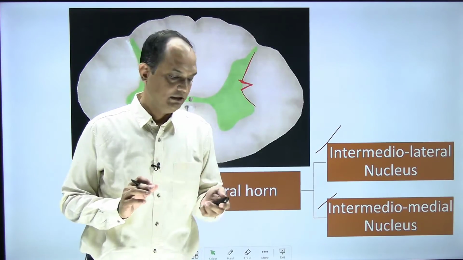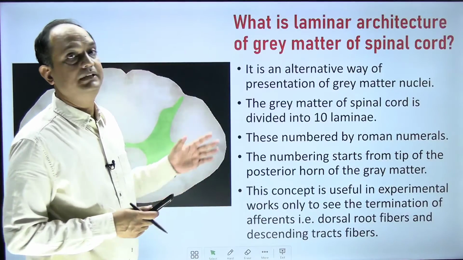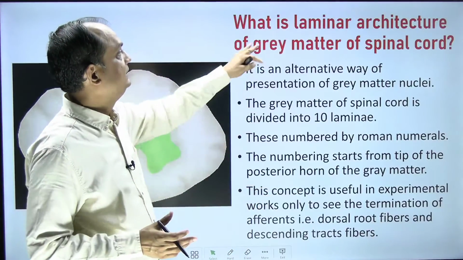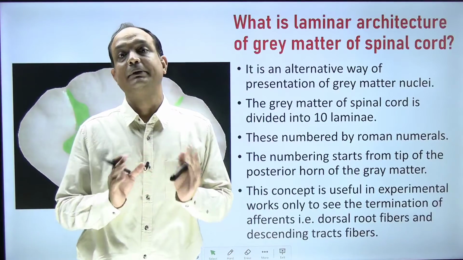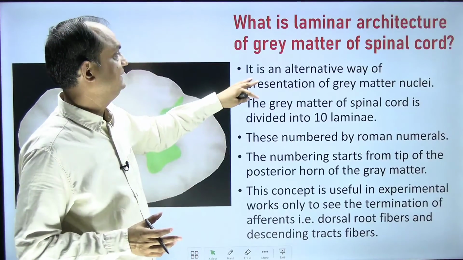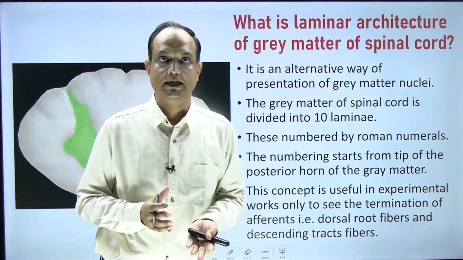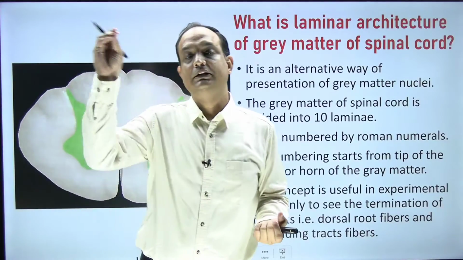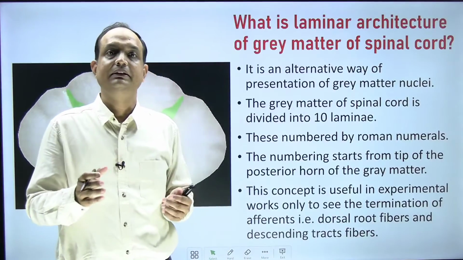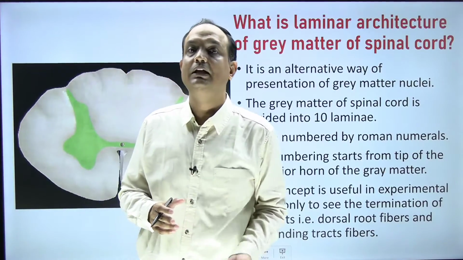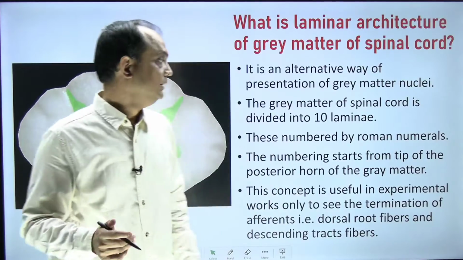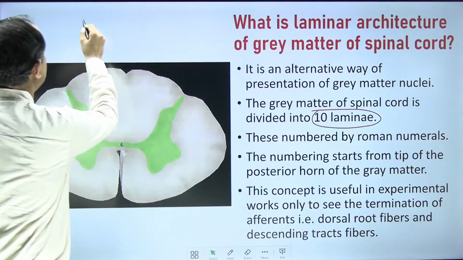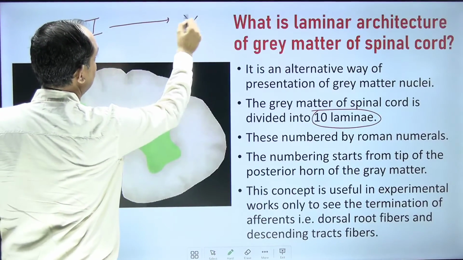But for practical purposes we have an alternate way of classification, known as the laminar architecture of the grey matter of the spinal cord. This is an alternative way of presenting the nuclei. You have two ways of presentation. One is what we have already done, where you write down only the names of the nuclei. The second way is that, rather than using the names of the nuclei, you use Roman numerals, denoting them from 1 to 10.